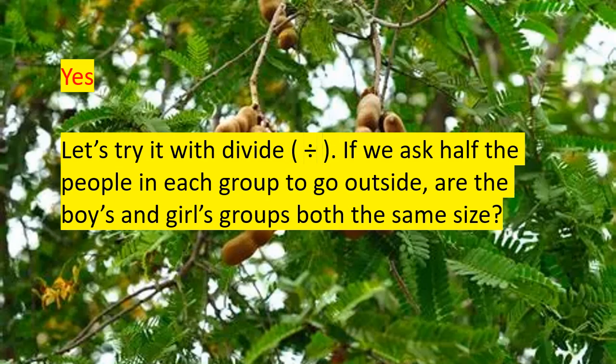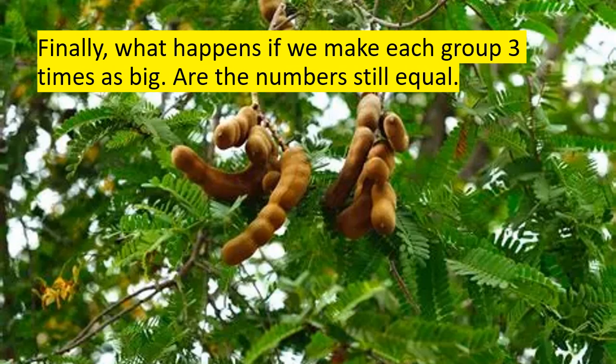So let's try it with divide. If we ask half the people in each group to go outside, are the boys and girls groups both the same size? And the answer again is yes. And finally, what happens if we make each group 3 times as big? Are the numbers still equal? And the answer for that one is yes.